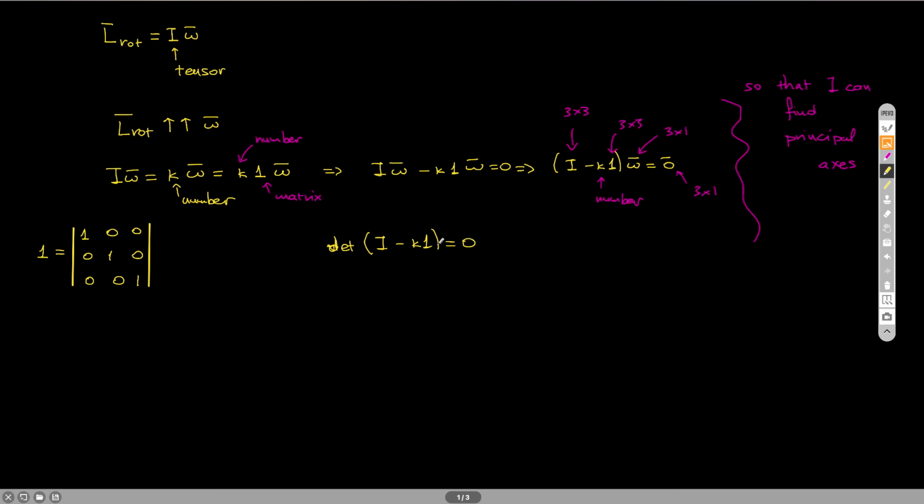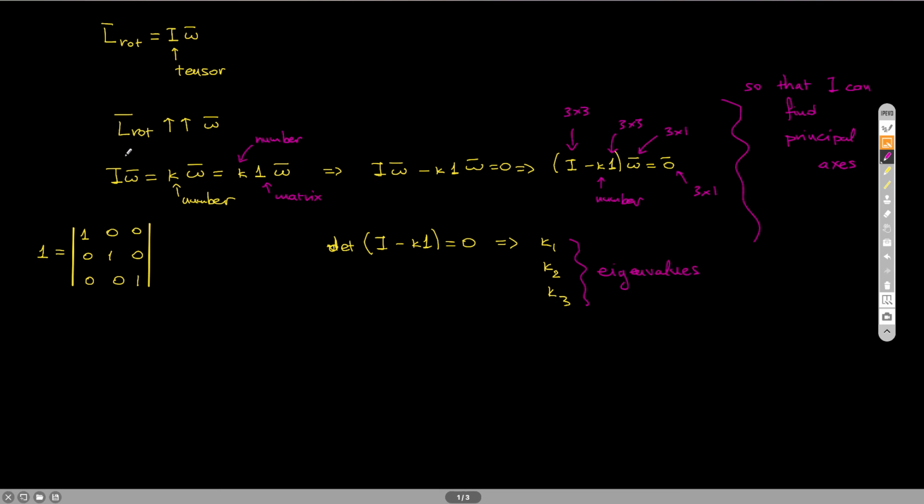Once you set up your 3x3 matrix, you will find the determinant, and your determinant will include one unknown, k, in a cubic equation. It will have k to the 3, k to the 2, k to the 1, and probably constants. That equation needs to be solved, and from here you're going to have 3 values for k. Let's call them k1, k2, and k3. These 3 are what we call the eigenvalues.